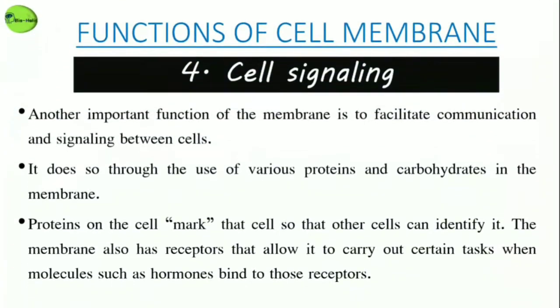And the last function is cell signaling. Another important function of the membrane is to facilitate communication and signaling between cells. It does so through the use of various proteins and carbohydrates in the membrane. The proteins on the cell mark the cell so that other cells can identify it. And the membrane also has receptors that allow it to carry out certain tasks when molecules such as hormones or ligands bind to those receptors.